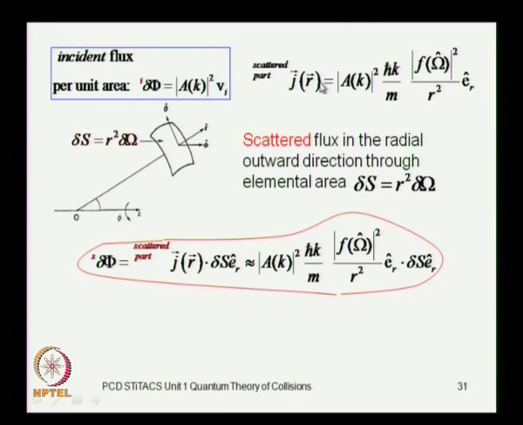So, this being the current, the net flux through this area will be J dot this elemental area vector, which is delta S times the outward unit normal to this ER. What is this? ER dot ER will give you 1, and then you have the rest of the terms coming from this A square h cross k over m, which is here, f square over r square is here, and ER dot ER is here, this elemental area delta S is here, right. So, this is your scattered part of the flux.